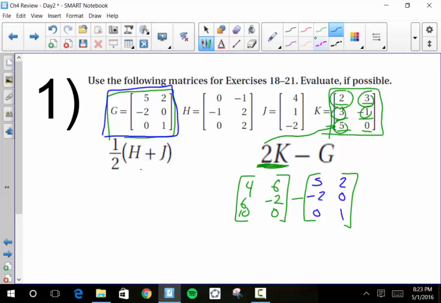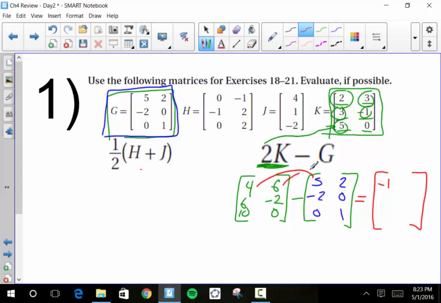Okay. Now the key to subtracting is to match up the parts. Like this 4 goes with that, so the top left goes with the top left. So we're going to do 4 minus 5. The reason I'm doing minus is because we're subtracting there. 4 minus 5 is -1.